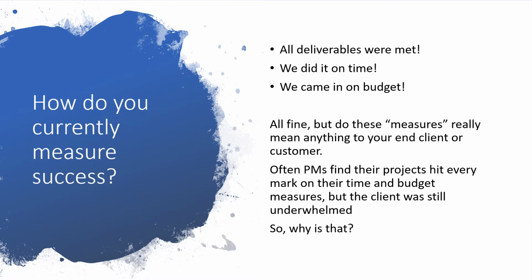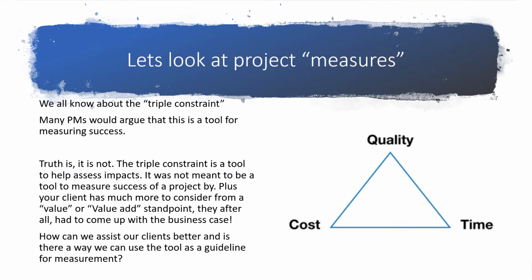PMs find their projects often hit every one of these targets, but the client was underwhelmed or really not satisfied. So why is that? Well, let's take a look at the project measures. We all know about the triple constraint, the time, cost, quality triangle, and many PMs would argue that this is a tool for measuring success. Well, the truth is it isn't.